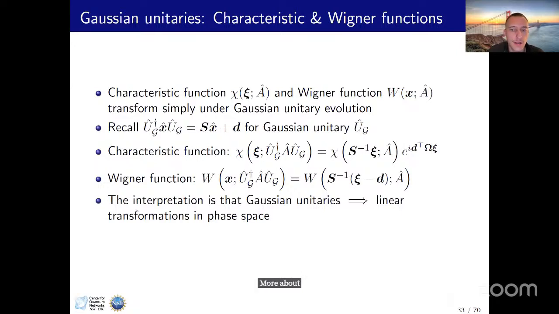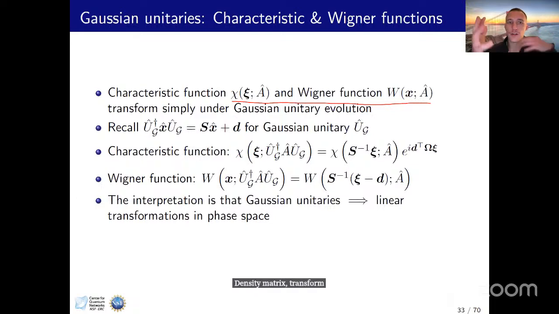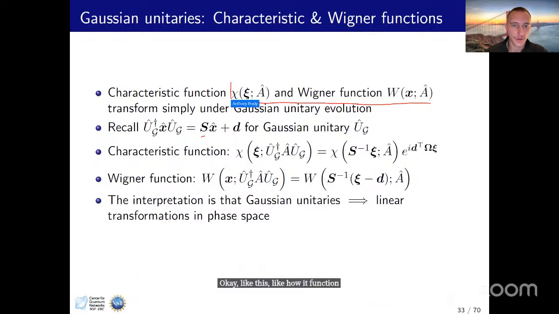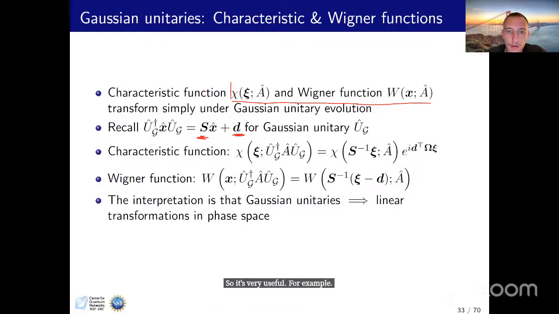Okay, so what else? More about characteristic and Wigner functions. This is how they transform under Gaussian unitaries. This is why we like Gaussian evolution, and why we like Wigner functions and characteristic functions: instead of acting with operators on states and asking how some complicated density matrix transforms under unitary evolution, we can talk about how a function transforms under linear transformations. Like how the Wigner function or the characteristic function transforms under some matrix multiplication and displacements. So it's very useful. For example, this is the characteristic function, and this is very useful.